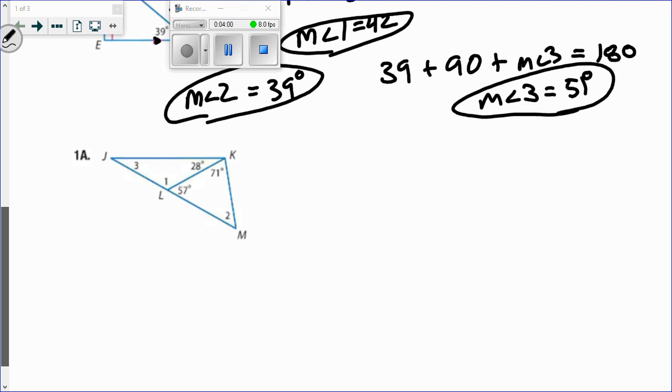I encourage you guys to go ahead and try this example 1A here. So go ahead and pause. Try that on your own. We'll come back together and work on it in just a moment.